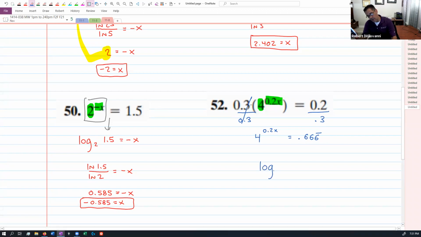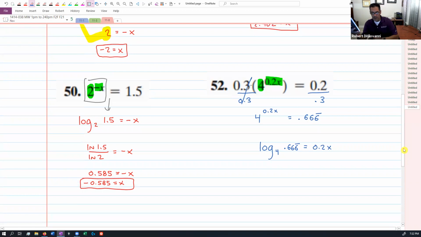So we can do log, the base is 4. The other side should be 0.2x, and then this should be our 0.666 repeated. Now we will have to round here. So I'm going to go to the change of base formula now. This side should be natural log of 0.666, I'll just do three 6s, over natural log of 4. Don't freak out, three 6s. It's okay. The world will not end. Okay, here we go. So I'm going to go natural log 0.666 divided by natural log of 4.